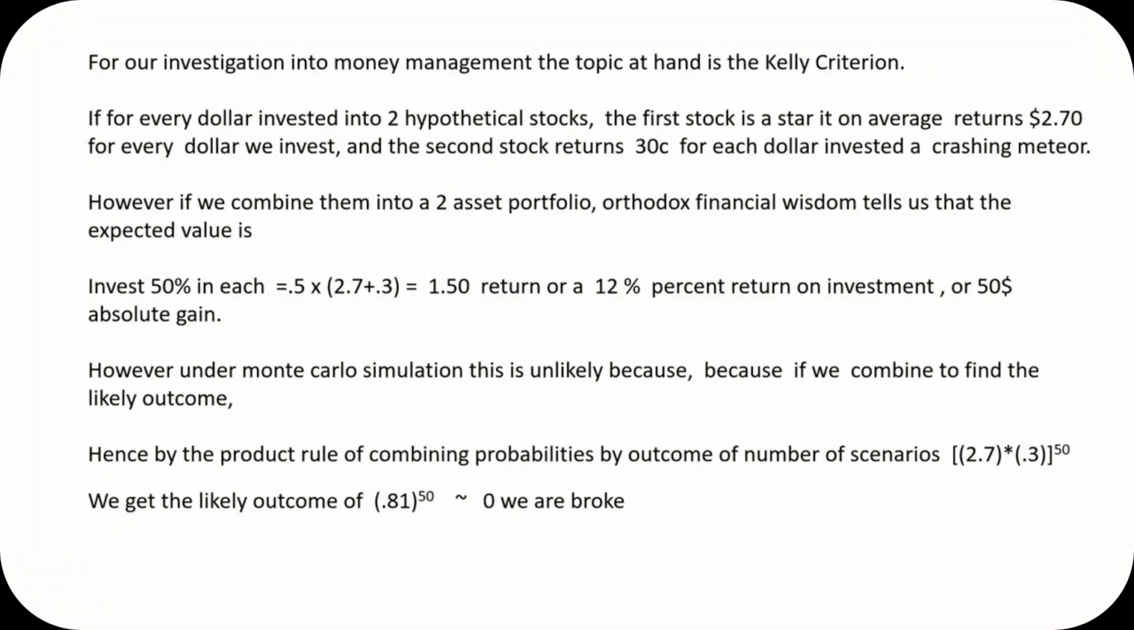We are looking at the Kelly criterion. For every dollar invested into two hypothetical stocks, the first stock is a star. On average, it returns $2.70 for every dollar we invest. The second stock only returns 30 cents for each dollar invested, a crashing performer.